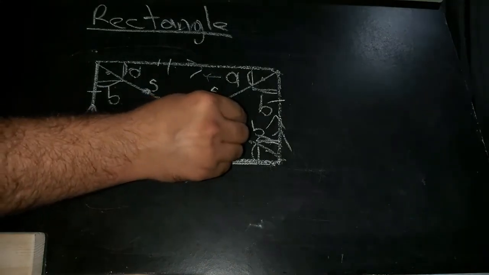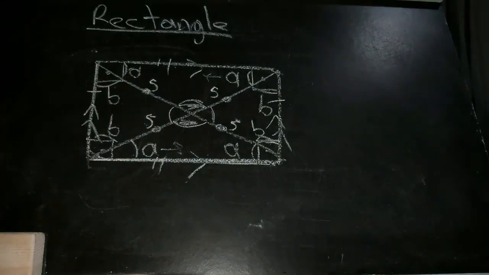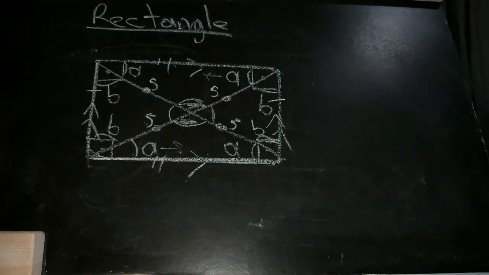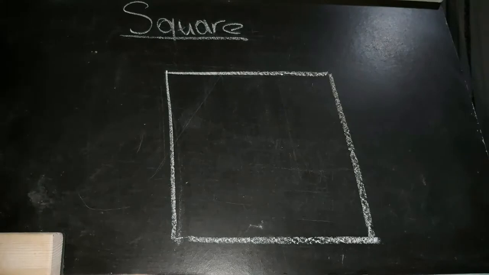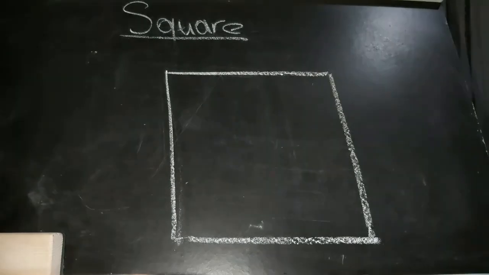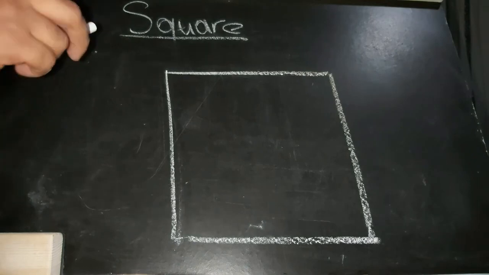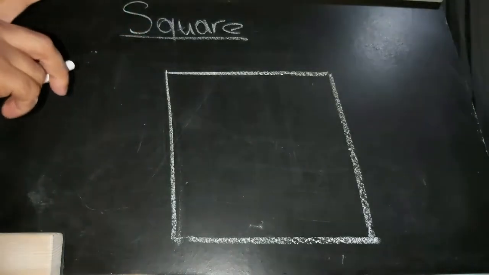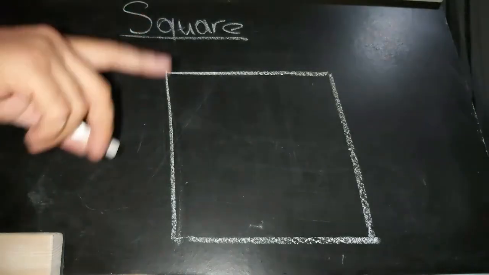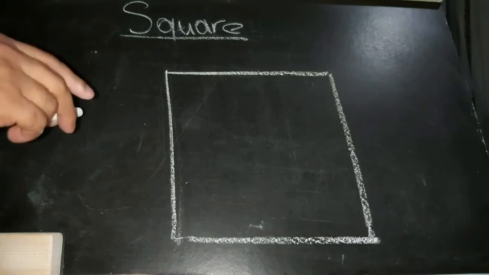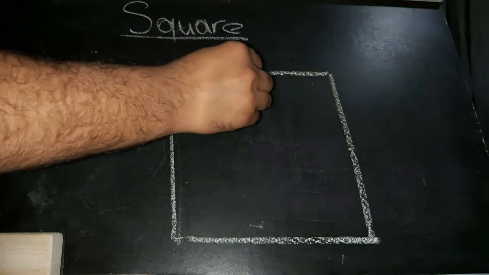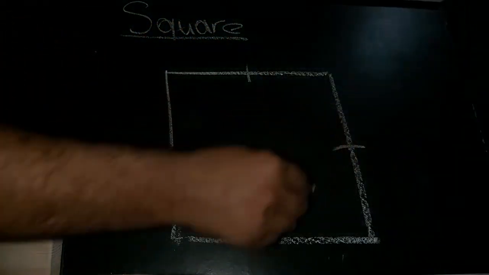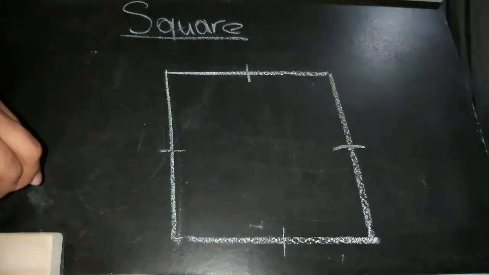Right. So now let's pass to our next shape. Okay, so my next shape is square. Square is a rectangle too. The difference between square and rectangle is, remember, in rhombus and parallelogram we said all sides are the same. The same thing for this one too. All sides are the same. All of them are the same.